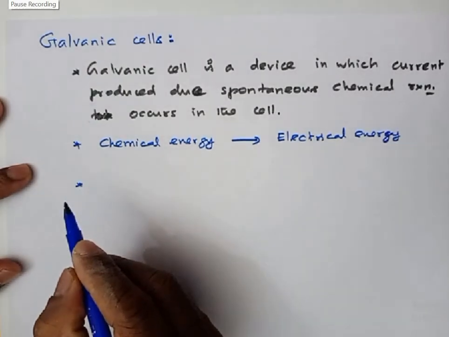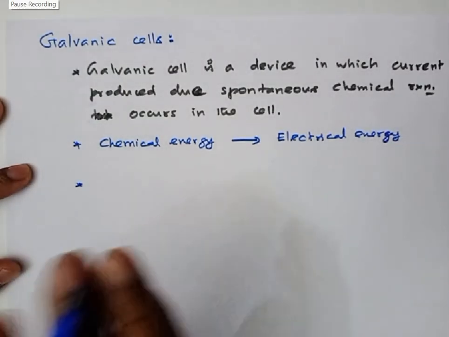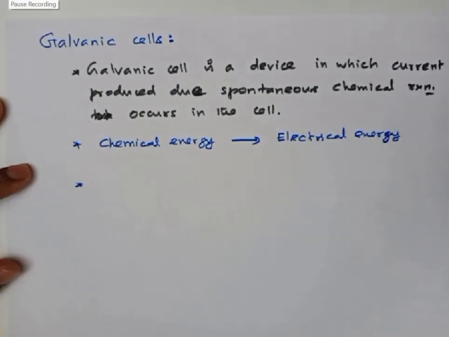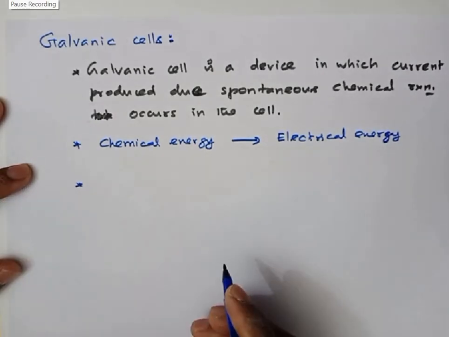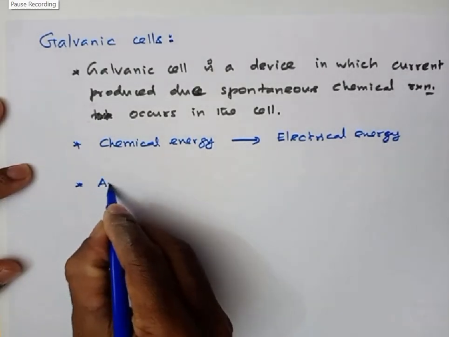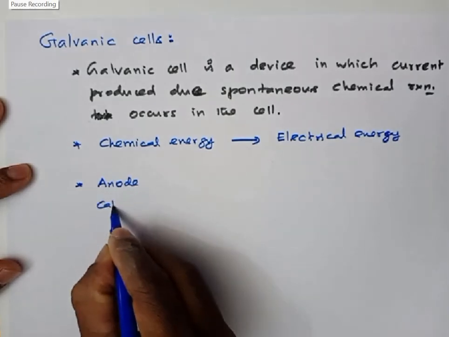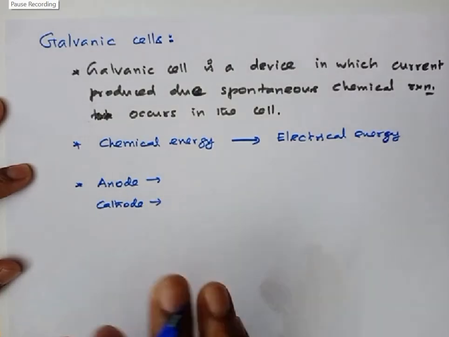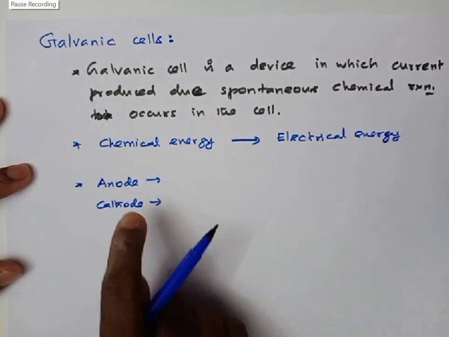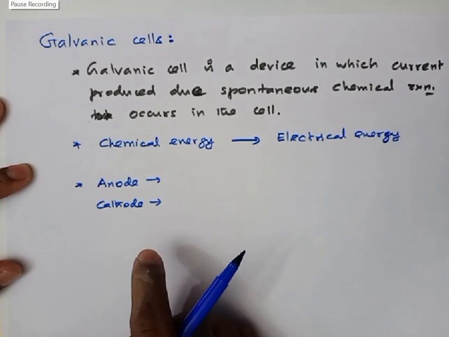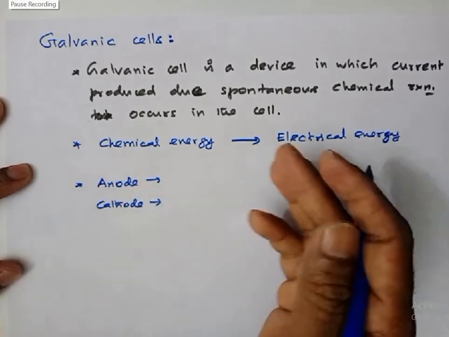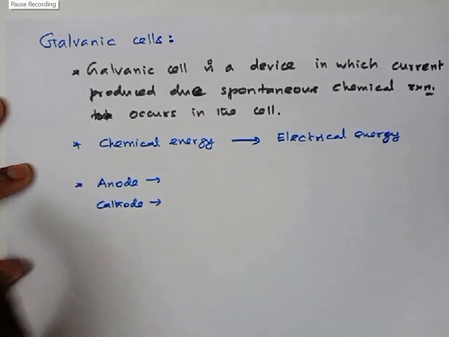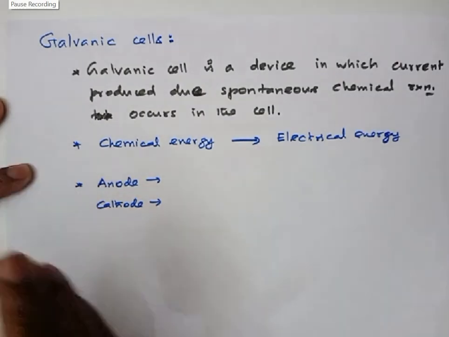Then, any cell, whether it is electrolytic or galvanic, consists of two electrodes. One is an anode, the other one is a cathode. What is an anode and what is a cathode? You might already know this, but anyway I will give the meaning, then we'll go along. Anode is an electrode where oxidation reaction takes place. Whether it is an electrolytic cell or a galvanic cell, this is the definition for these electrodes.